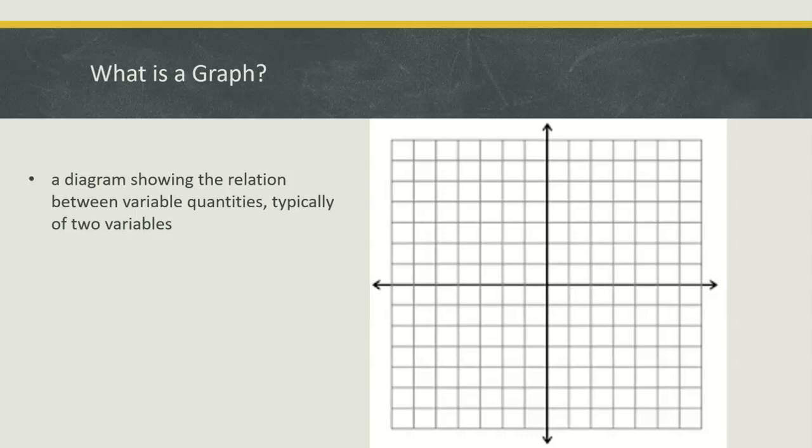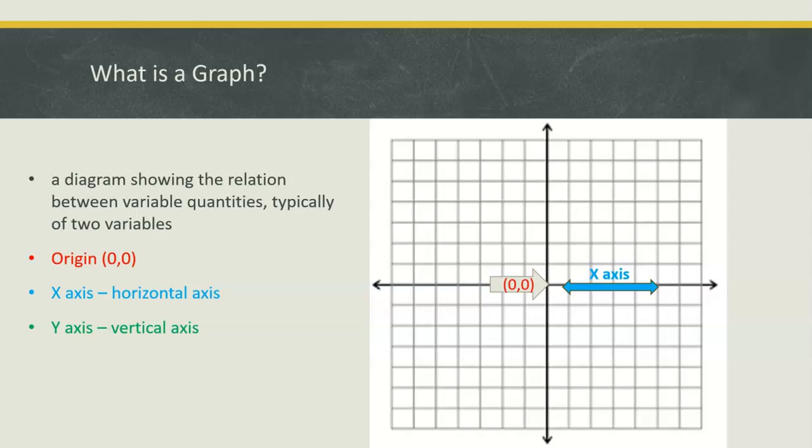What is a graph? A graph is a diagram that shows the relationship between variable quantities, and this is typically two variables, x and y. One thing that you need to know is what is the origin, and this is the point 0, 0, and it is the easiest thing to find. It's where your two axes meet, and your x-axis is your horizontal axis or your horizontal line. Your y-axis is your vertical axis or your vertical line.